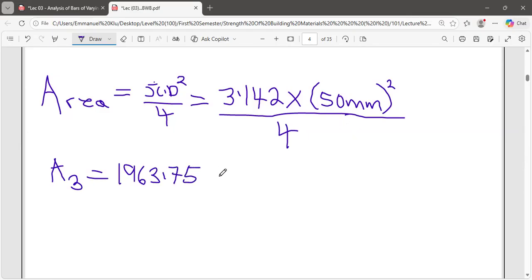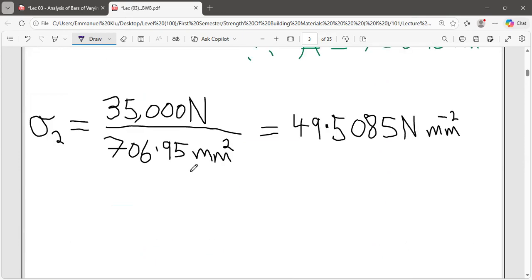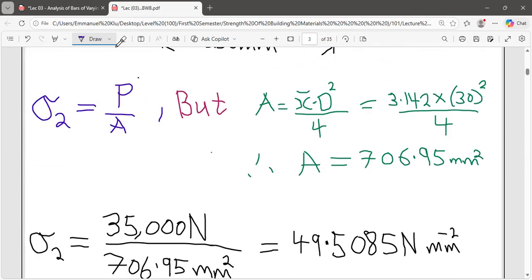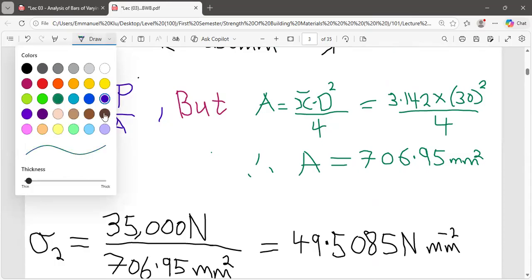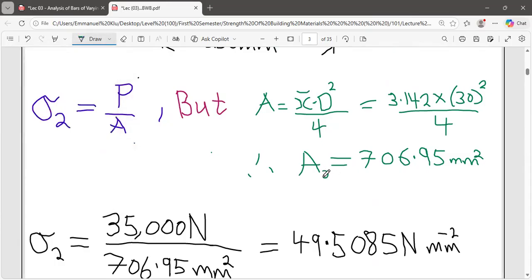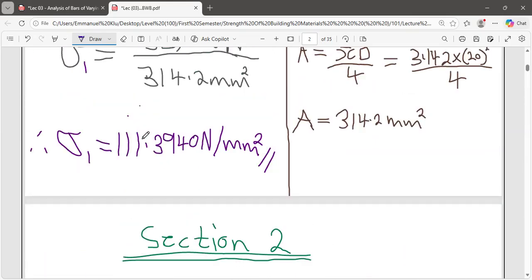1963.75 millimeter squared. I want to make one or two things clear before we proceed. This A2 is not just any A, but it is actually the A2. This one too is not just any A, but actually A2. As you are seeing, as simple as that.